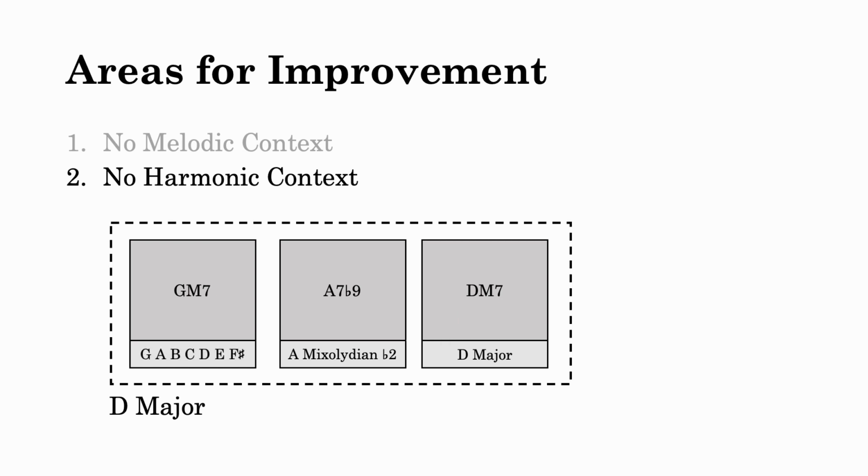A G major scale is recommended for the G major chord, even though the G Lydian scale would better fit the key signature of D major. A possible solution is to look at the most recent key signature to determine the harmonic function of each chord.